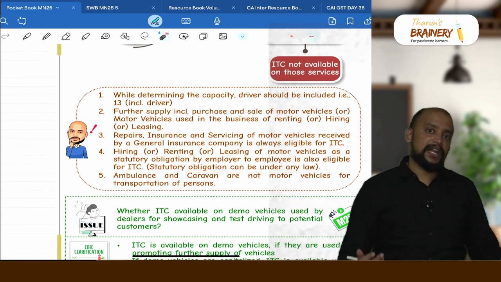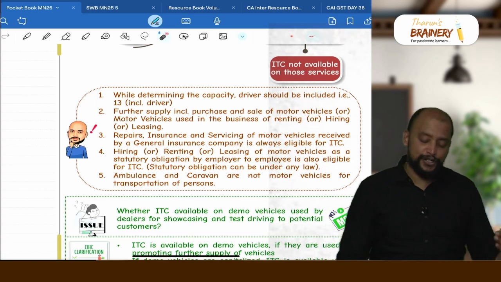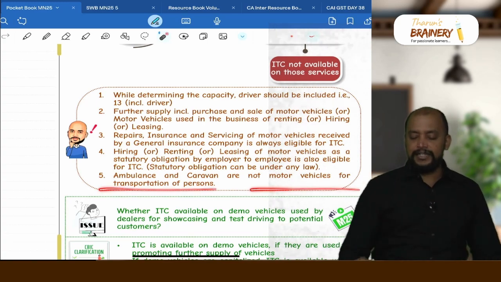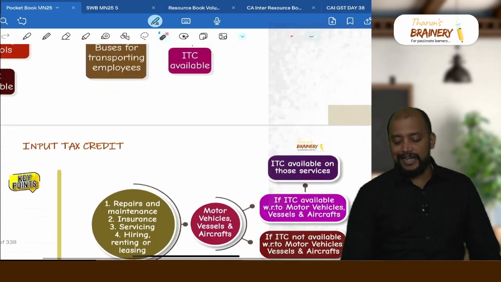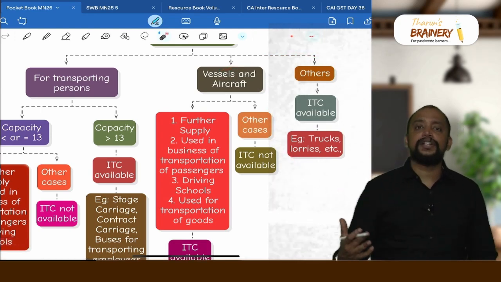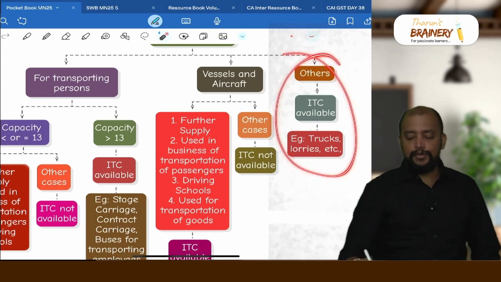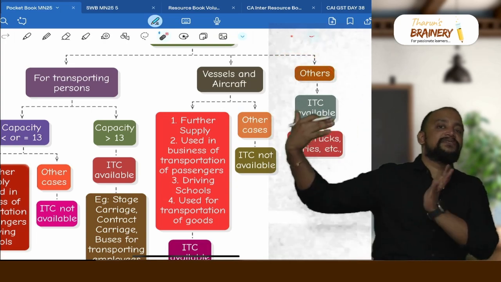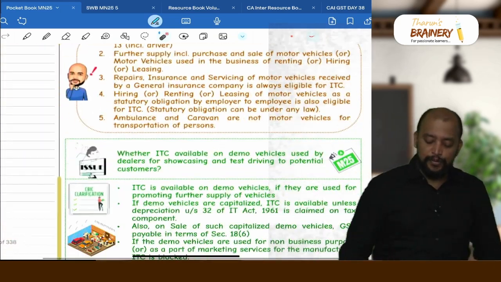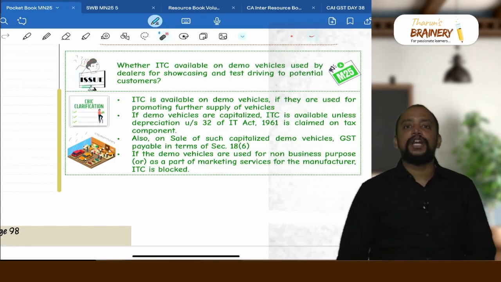Then ambulance and caravan. The purpose of an ambulance is not transportation of persons, and caravan also is not for transportation of persons, so they are not motor vehicles for transportation of persons, and they can take ITC because they will come under other motor vehicles. Even restaurants which are using 2-wheelers for food delivery will come under other motor vehicles, because there will be one box fitted on the back, so it will come under other motor vehicles and they can take ITC.